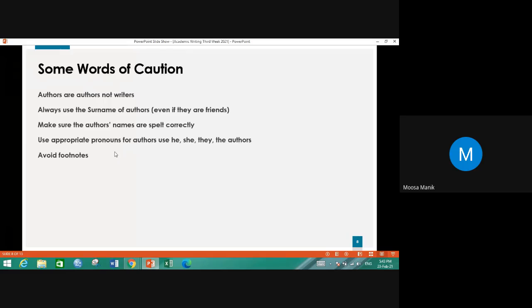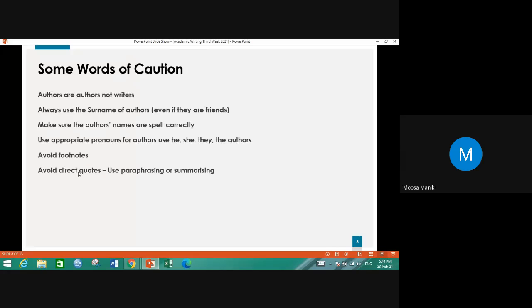So, avoid footnotes. Occasionally we see footnotes written by some students in their assignments. Footnotes are a different discipline, I guess, to be used in academic writing. Probably people who study law write footnotes, and they use names of some terminology, might be Arabic terminology. If you want to give an explanation for that, then you might actually use a footnote. But for us, we try not to use footnotes. Okay.